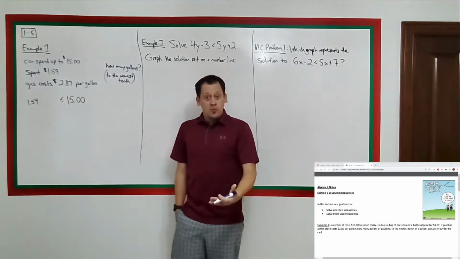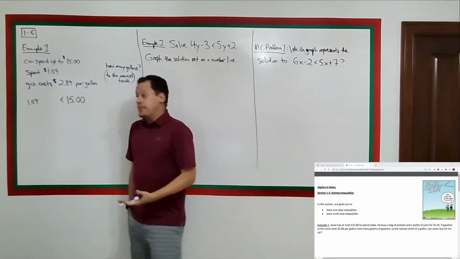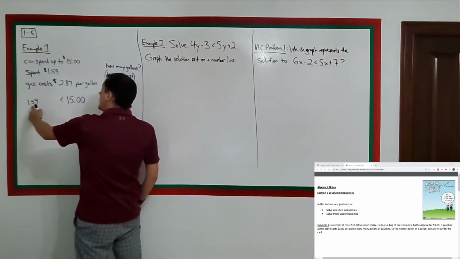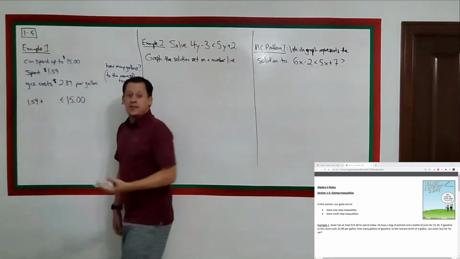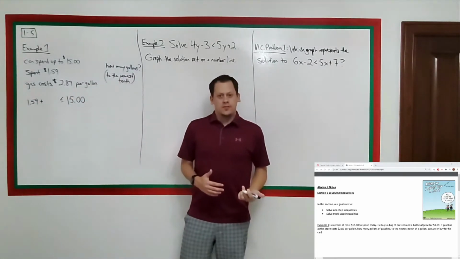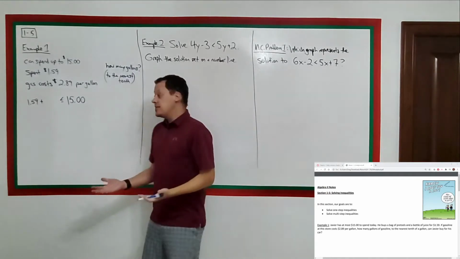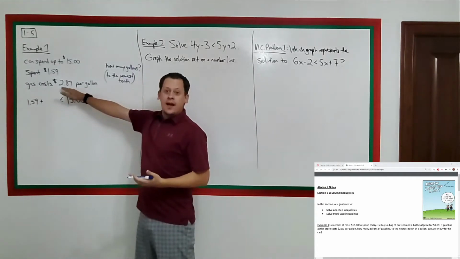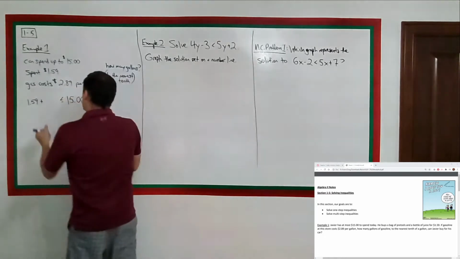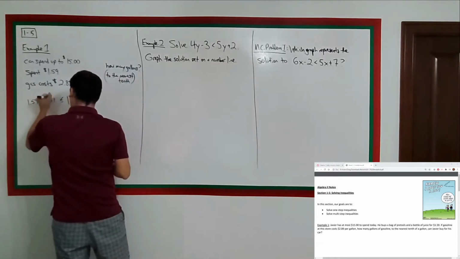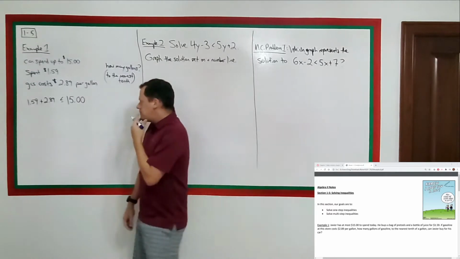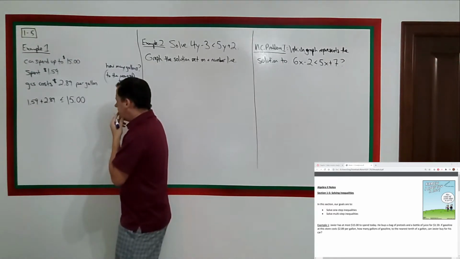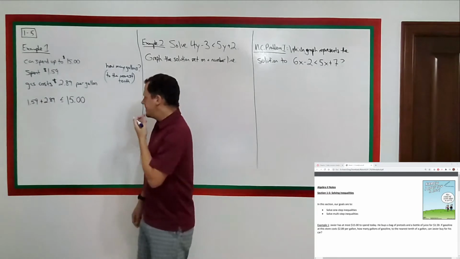And he can also buy some gas, right? And we're going to take the cost of the things he already bought and add to it how much gas costs. How much does gas cost? $2.89 per gallon. So if I just put $2.89 there, is that what we need?